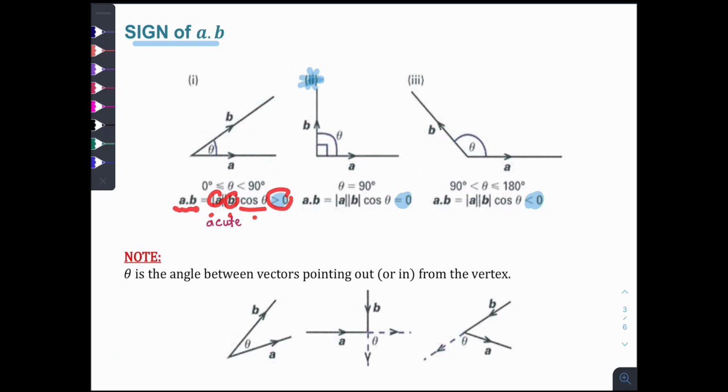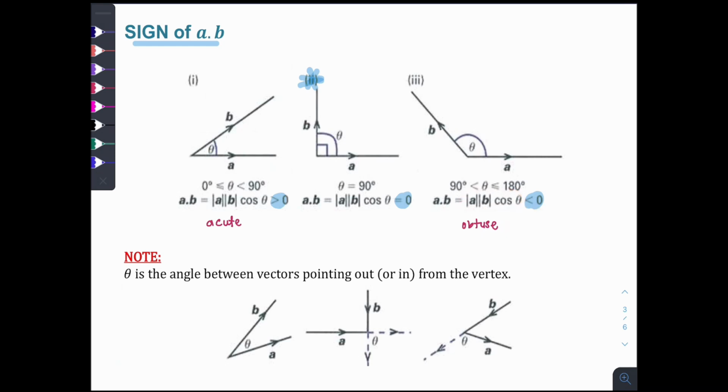Positive multiplied with positive and multiplied with positive ends up with a positive value for the dot product. As for the third case, if the angle is between 90 and 180 degrees, which means it is an obtuse angle, the dot product should be less than 0, because an obtuse angle is in the second quadrant. If you take cos of an angle from the second quadrant, it is a negative value. So negative multiplied with the positive magnitudes makes the whole thing negative, and therefore the dot product is less than 0.